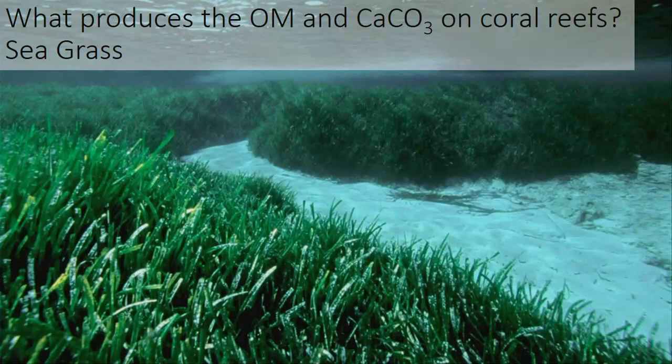We also have things that just produce organic matter and that don't produce calcium carbonate shells, so things like seagrasses. So this is the kind of thing that manatees go on and eat.